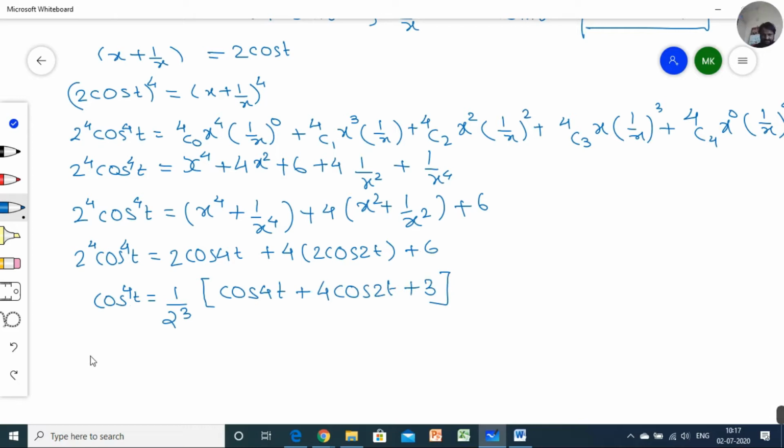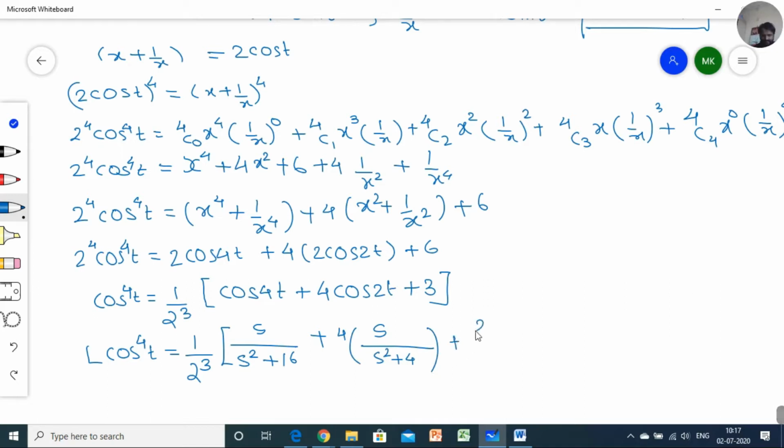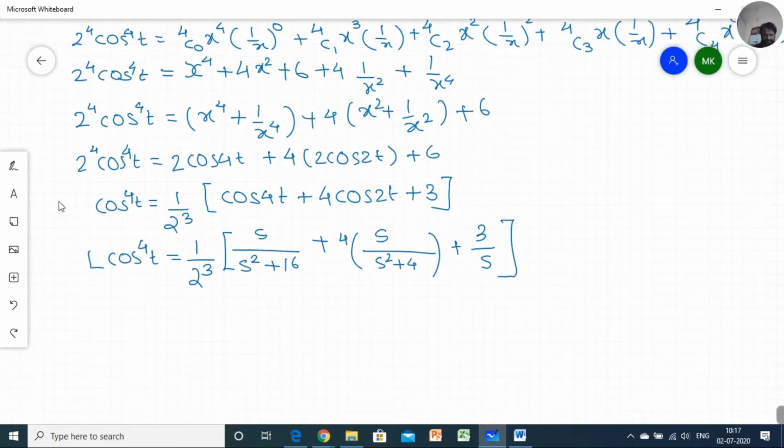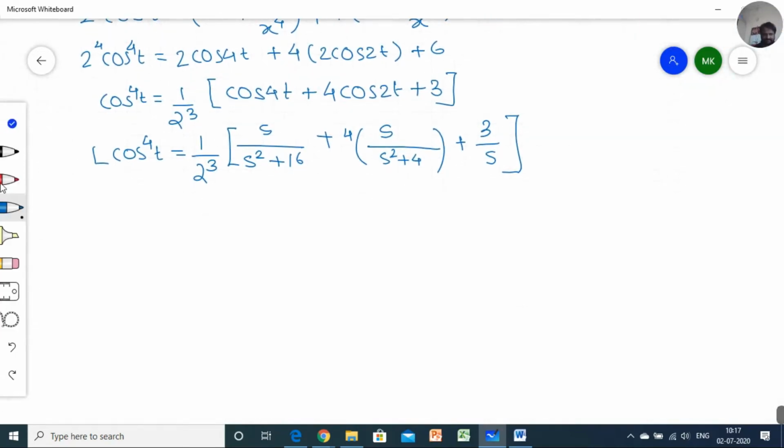So we just have to calculate the Laplace. Laplace of cos raised to 4t is equal to 1 by 2 raised to power 3, and this part becomes s by s square plus 16, plus 4 as it is, s upon s square plus 4, and 3 by s. We have to simplify these parts, and we can simplify this very easily. So this becomes 1 by 8.